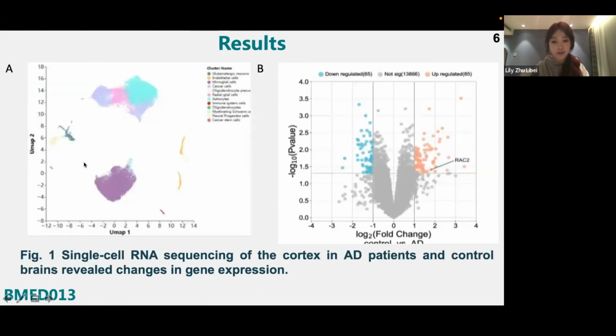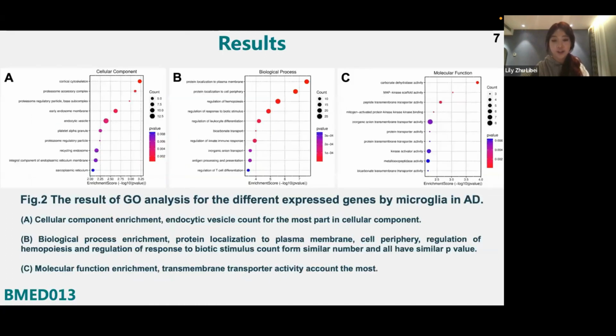This is the data for the cell clustering. We will only focus on the gene expression in microglia. And the volcano map over here shows the gene expression differences between normal people and AD patients in microglia. And gene ontology results show that most of the differentially expressed genes clustered in cell pathways associated with phagocytosis and cell membrane activity. Thus, the genes may affect the immune functions of microglia, especially the phagocytosis function.